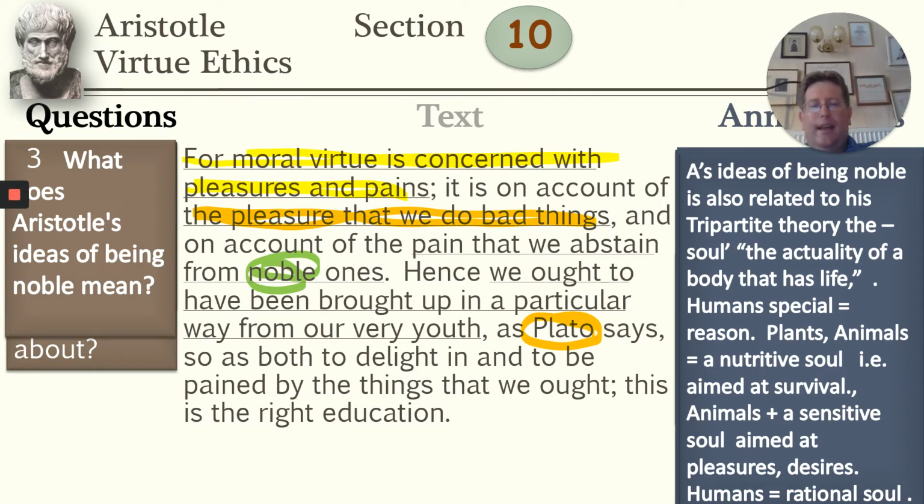So plants and animals and humans have a nutritive soul, aimed at survival, reproduction, and so on, gaining food. Animals have an extra bit, like humans, a sensitive soul. The highest thing an animal can do is aim at pleasure, at desires, animal desires we might talk about. But unlike animals and unlike plants, humans have a rational soul. That makes us noble. And unless we want to be like animals or just plants, we need to allow our noble side, our rational side, to thrive.